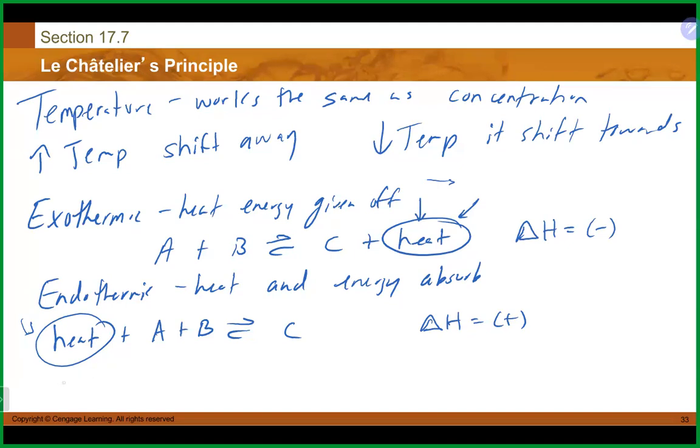Last thing that you can do is add a catalyst. And a catalyst, as we've talked about, is not a reactant, it's not a product, it does not get used up.